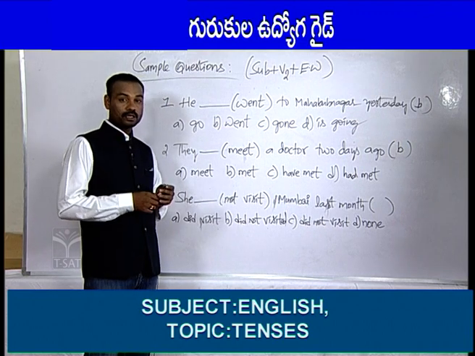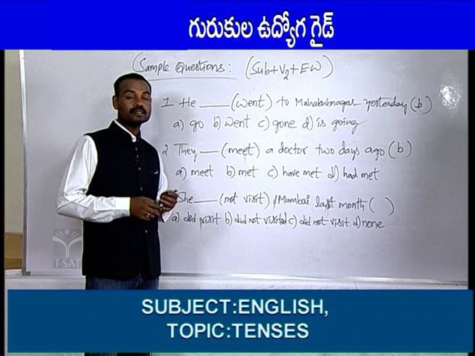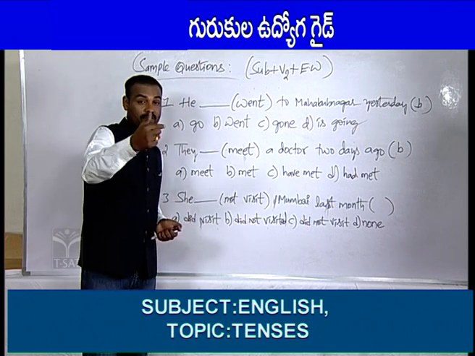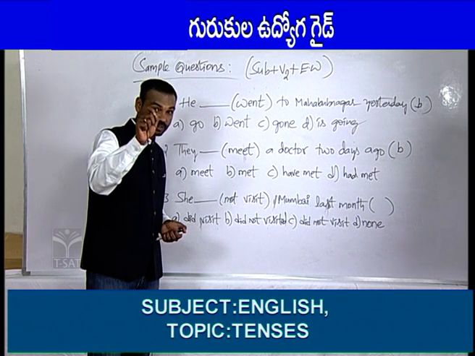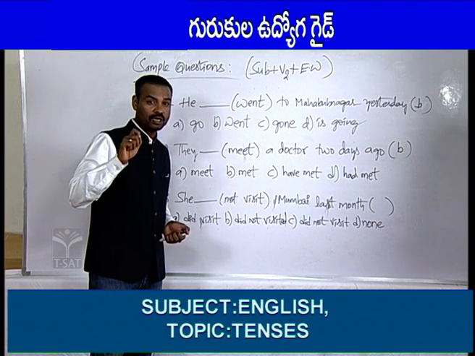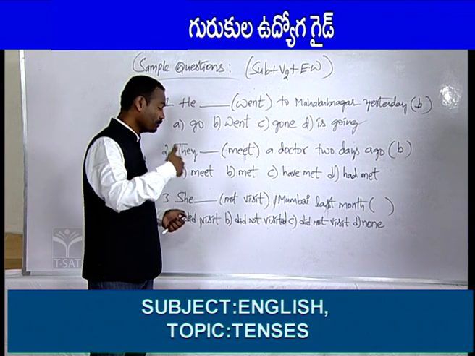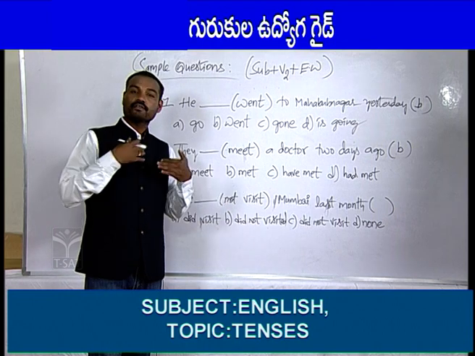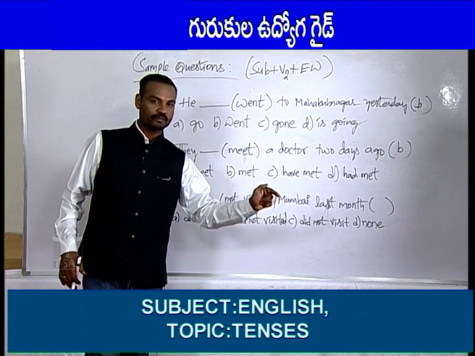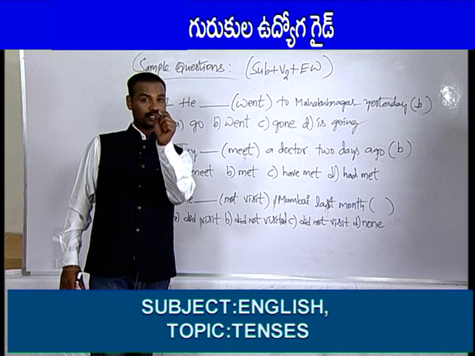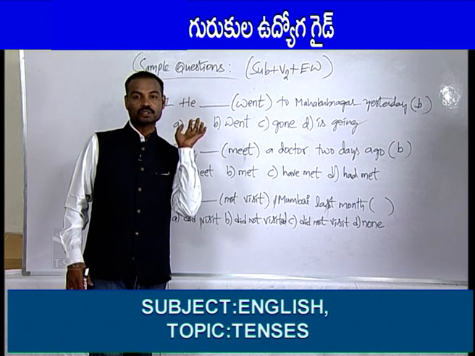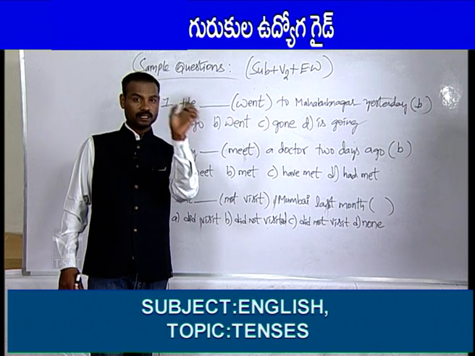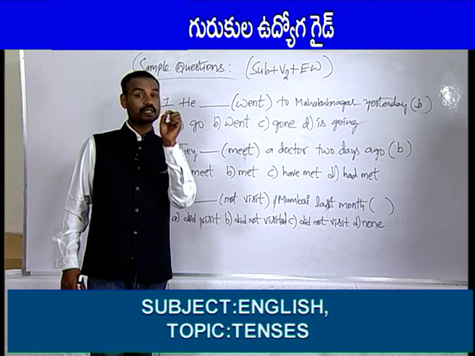So, in simple past tense, every negative sentence contains did plus not. I did not visit, we did not visit, you did not visit, they did not visit, he did not visit, she did not visit. After any subject, did not plus visit, V1. Whenever you use did in that sentence, V1 only should be used. Did always carries V1, never forget. Whenever you use did in any sentence, you should not use the second form of the verb.